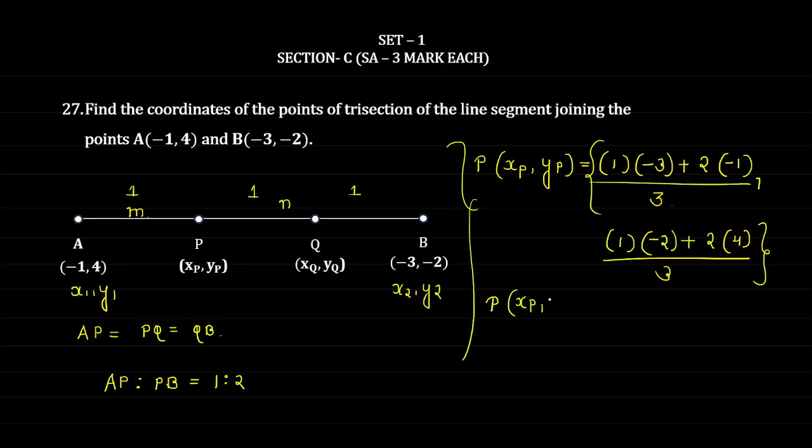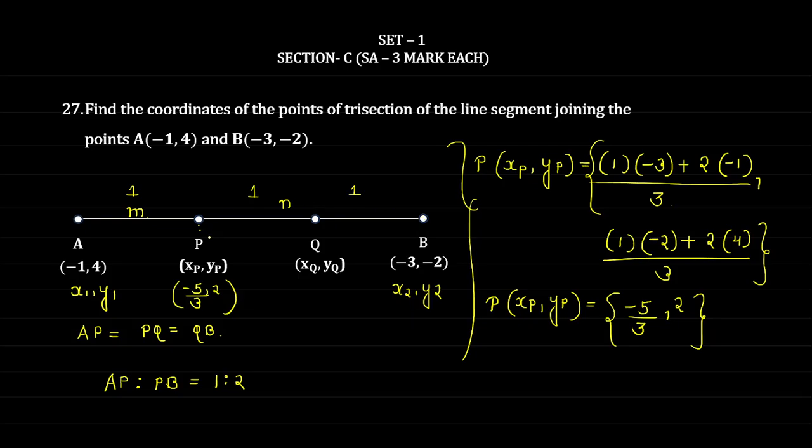The coordinates of P will be, this is minus 3 minus 2, so that is minus 5 divided by 3. So that is the x coordinate here. Minus 2 plus 8. Okay, so that will be 6 by 3, and that is equal to 2. So yeah, these are the coordinates of point P. Now I have the coordinates of point P, that is minus 5 by 3 comma 2. And I have to find the coordinates of point Q, which lies in the middle of this line segment PB.